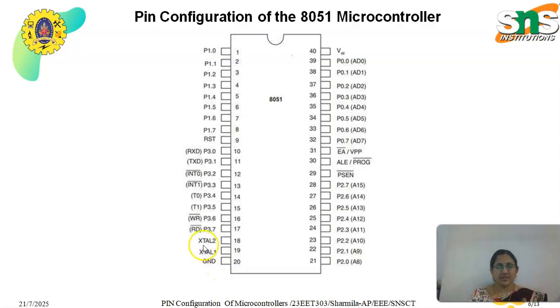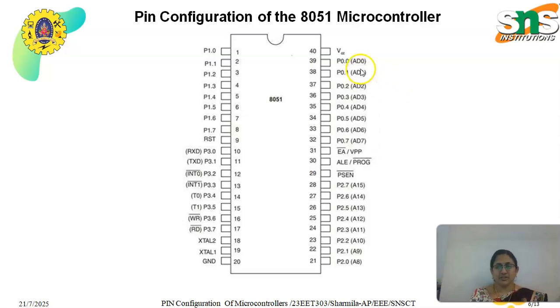And the next ones are XTAL2 and XTAL1. These are the clock signal frequency pins. That is, a crystal oscillator is used to generate the clock frequency of the 8051 microcontroller. Based on the clock frequency of the microcontroller, the execution speed of instructions in the 8051 microcontroller is decided.